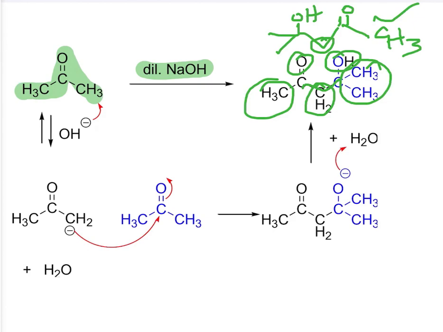So the mechanism is again similar. First, the base will produce an enolate. This enolate, as a nucleophile, reacts with another molecule of acetone as an electrophile. The addition reaction will take place. The addition product in the end will get a proton from the medium to produce the beta hydroxycarbonyl compound.